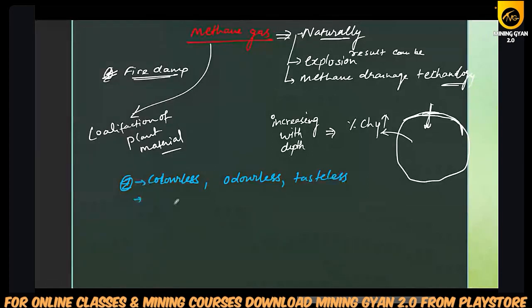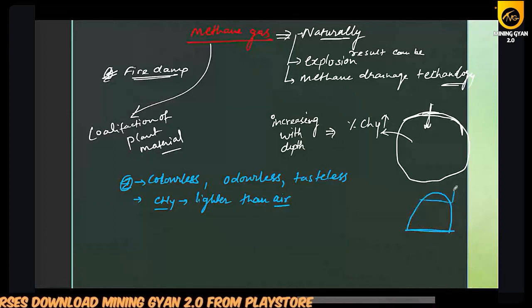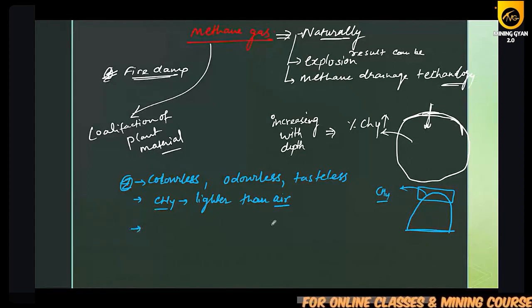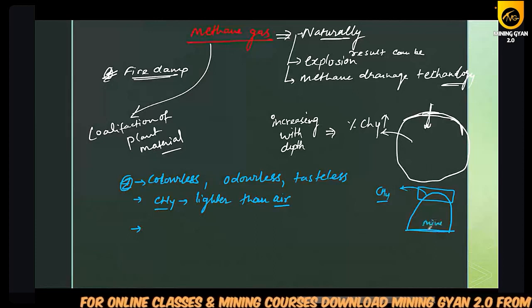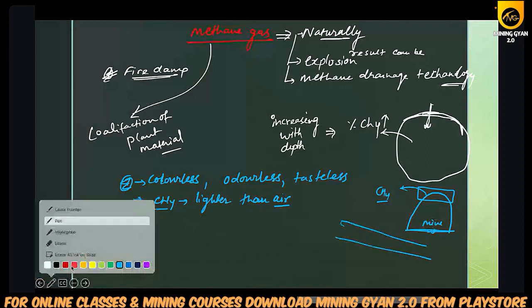Second, you also need to know that CH4, or methane, is lighter than air. What will happen if it is lighter? If this is your heading, then you will find CH4 on the top side, on the roof side, because it is a lighter gas. In mine workings, you will find it near the rise side.